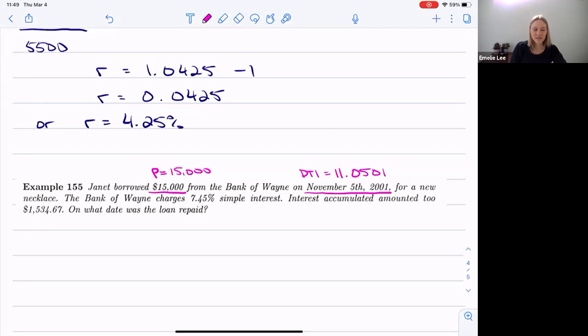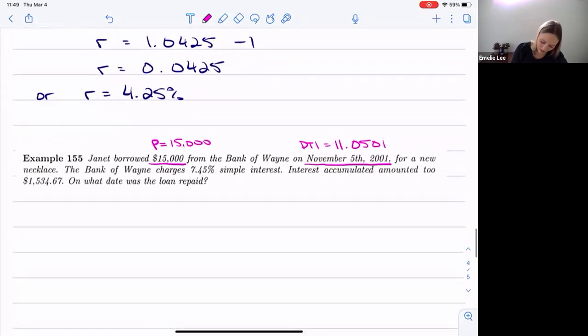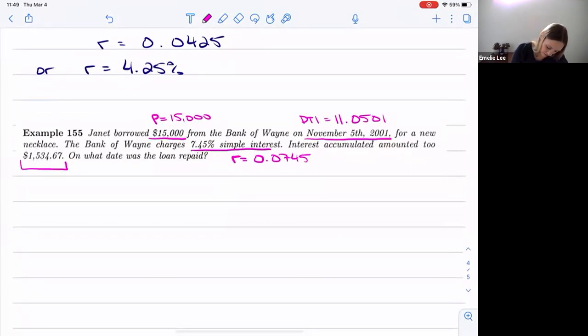Item, necklace. The Bank of Wayne charges a rate, so R is 0.0745. And the amount of interest, which is denoted by a capital I, is $1,534.67. That's all the information that I have. But then we also want to find date two. So, on what date was the loan repaid?